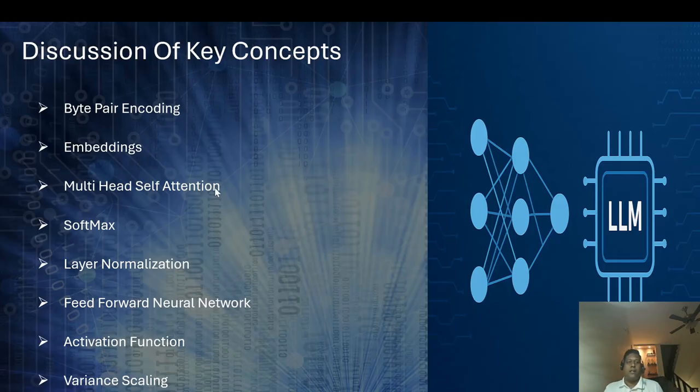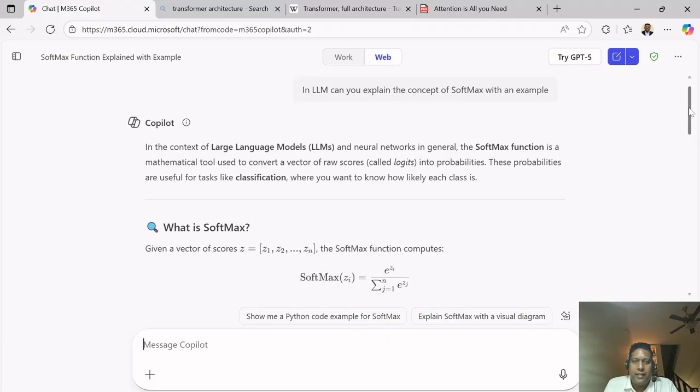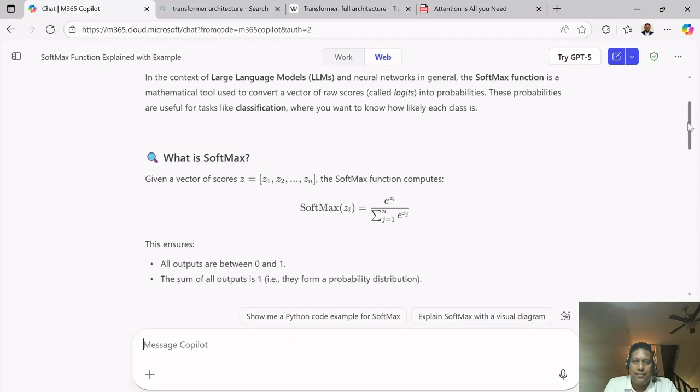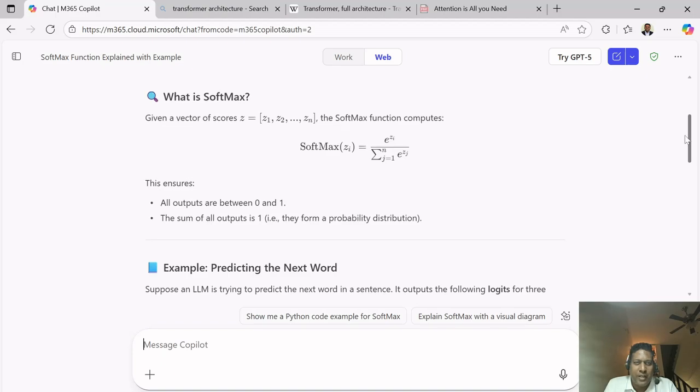Now, going back, we've talked about multi-head self-attention. Next one is Softmax and layer normalization. We'll look at those concepts. Now, to understand the concept of Softmax, what I've done is I went to Copilot and asked it the question, can you explain the concept of Softmax with an example for me, right? And what it's done is it's given the formula and how a Softmax is computed, right?